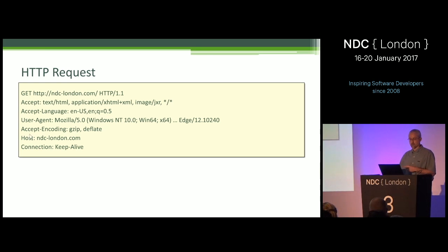So a typical request will have a GET, so I want to retrieve something from this URL. In this case, the client is specifying it wants to use HTTP 1.1. These are the other headers that get transmitted along, and we'll look at these as we go. Accept-Language is just saying this is the language I have my browser configured for. So if you happen to have a multilingual website, that's how the server knows what language to respond with.